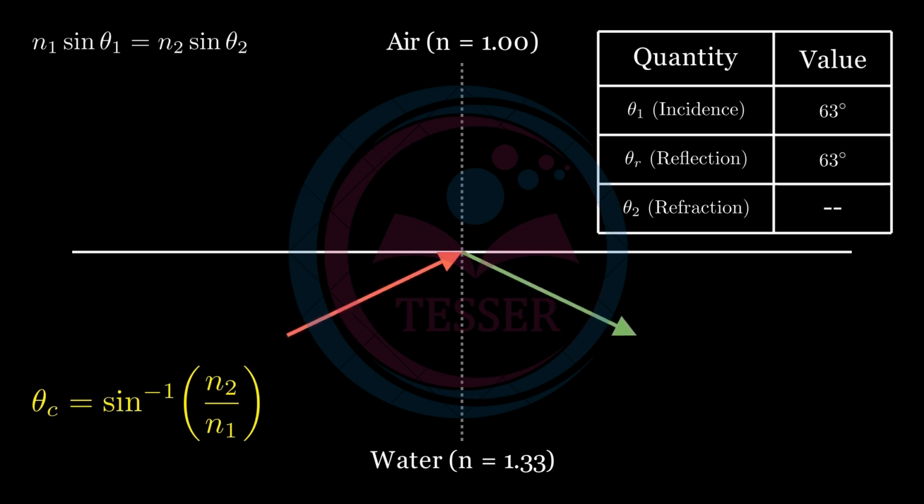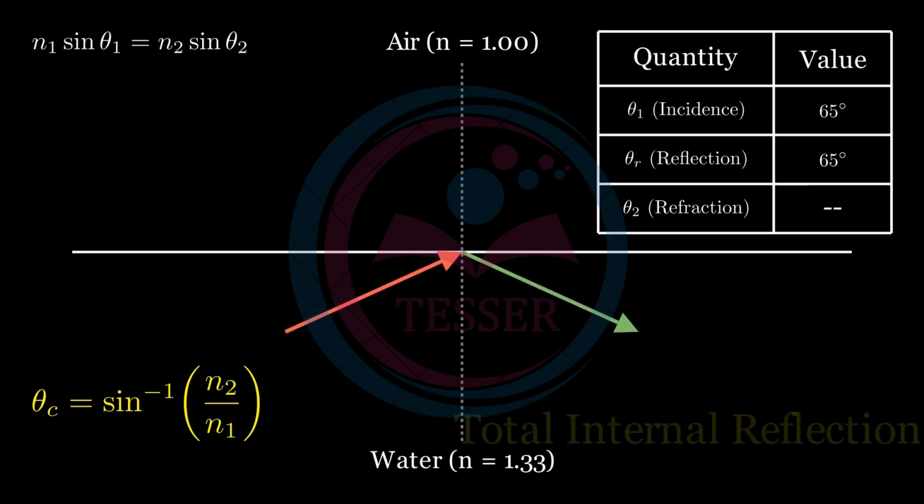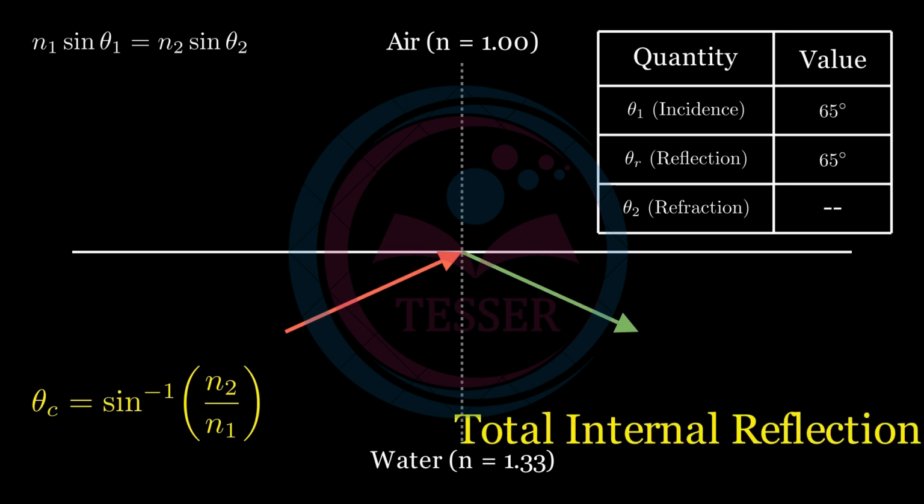We can now see the unifying idea behind geometrical optics. Reflection, refraction, Snell's law, and total internal reflection all arise from a single principle: light chooses the path of least time.